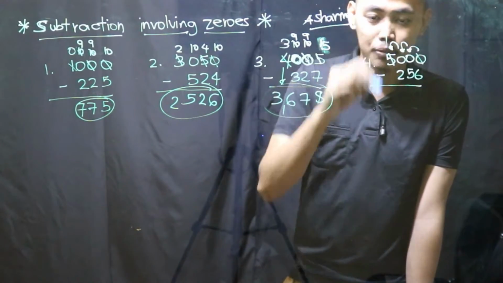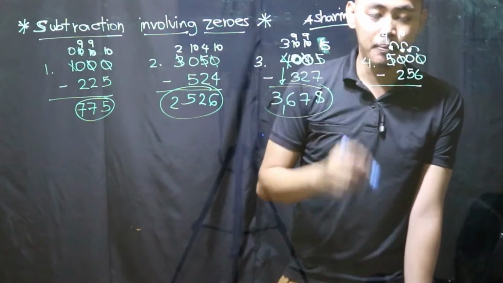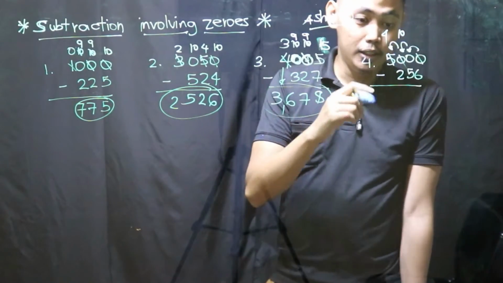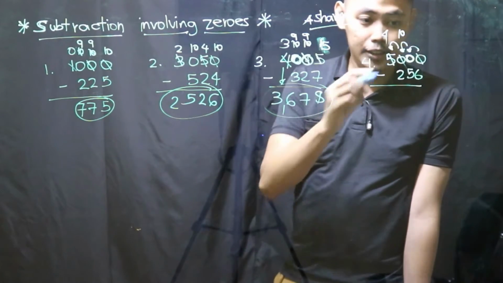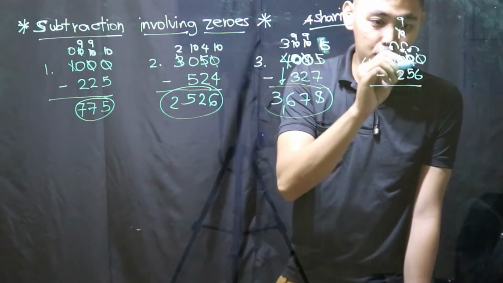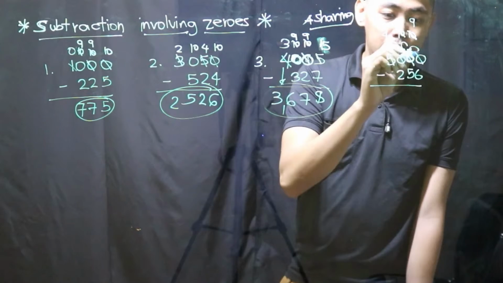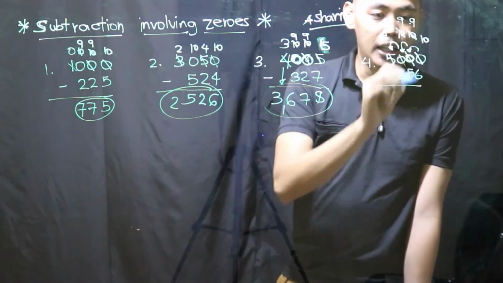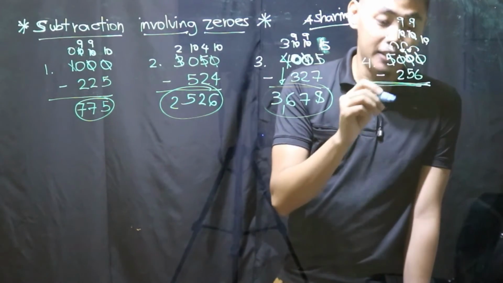So 5 became 4, and this 0 will become 10. The first number that 5 shared 1. And then this number here will ask, hey, can you give me 1? As I've asked you earlier, and he said yes, so this one will become 9, and this one will become 10, and then this one will become 9 as well, and this one will become 10. So we have 4, 9, 9, 10. And then 10 will be subtracted by 6, and we can do it now.